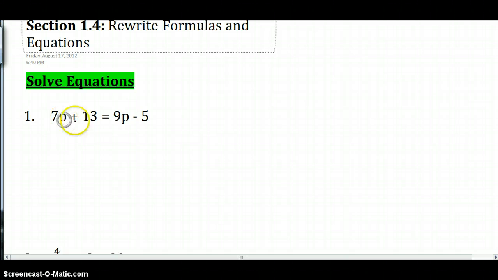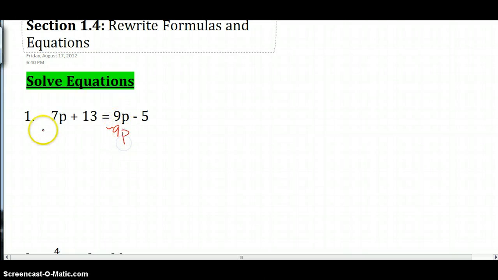So here we have our variable is p, so we're going to be solving for p. So your goal is you want your variables on one side and your constants on the other side so you can solve for the p. And it doesn't really matter what side you put stuff on. I always like to put my variable on the left side, so that's what I'm going to do. It doesn't matter what you do.